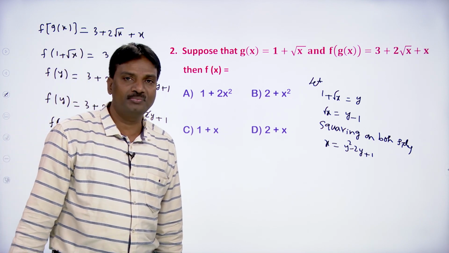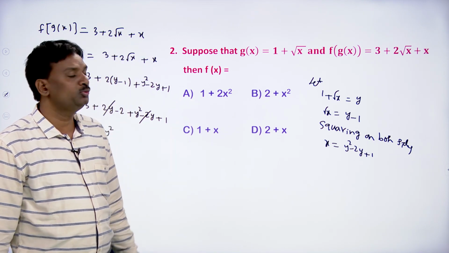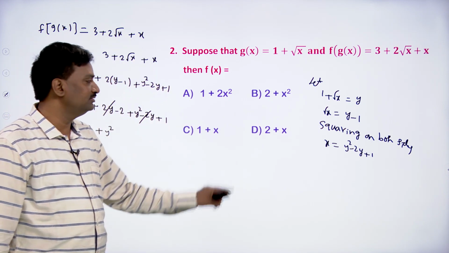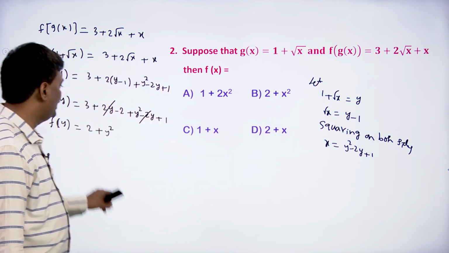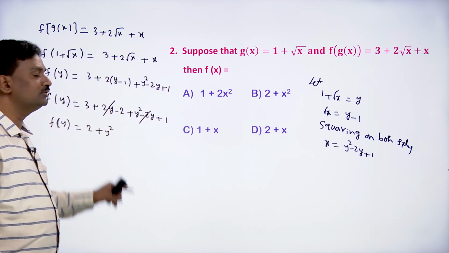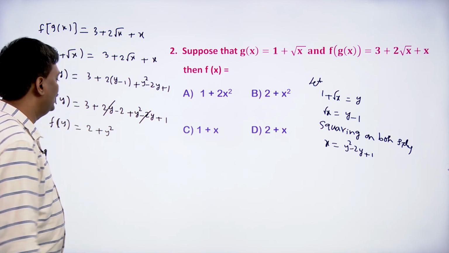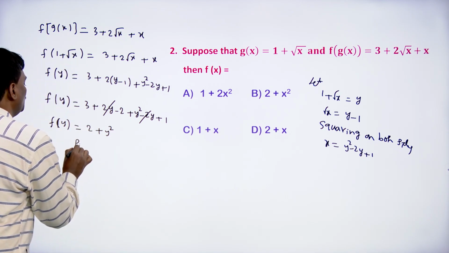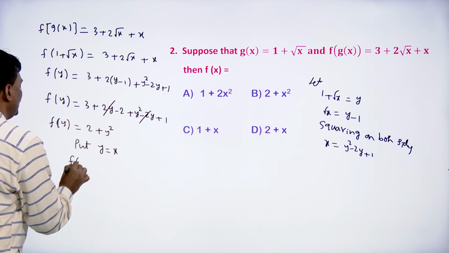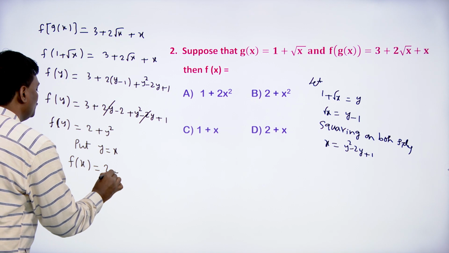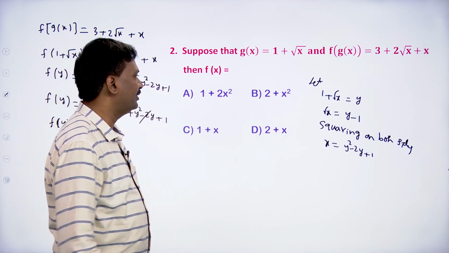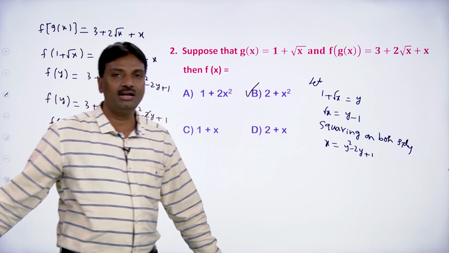But by observing the options we have A is 1 plus 2x square, option B is 2 plus x square, option C is 1 plus x, option D is 2 plus x. But here we have in terms of y. To express f of y equal to 2 plus y square in terms of x, let us take y equal to x. Put y equal to x. What we get? F of x equal to 2 plus x square. By observing the options, we have option B.